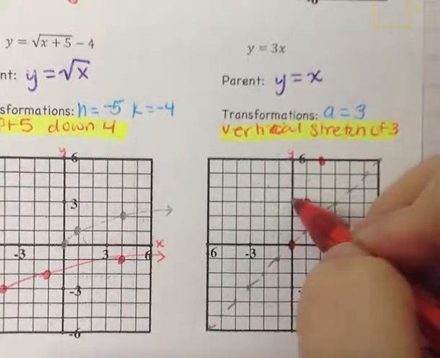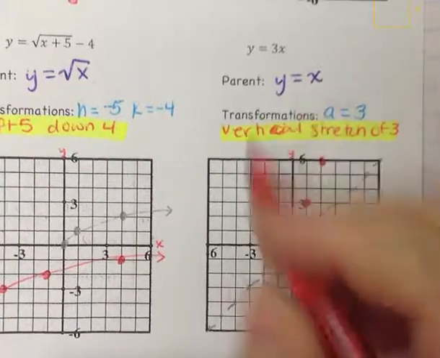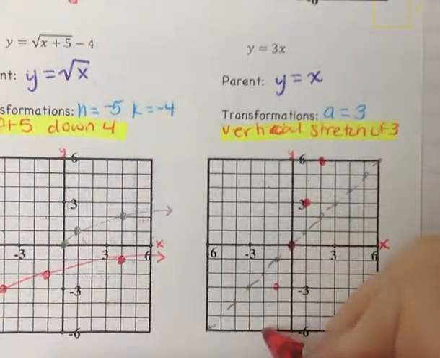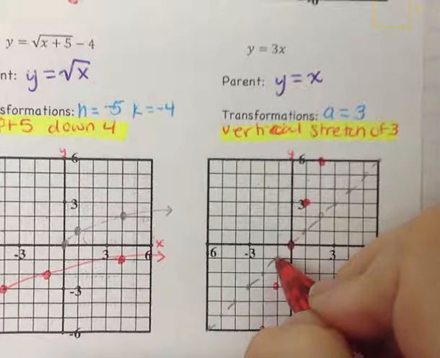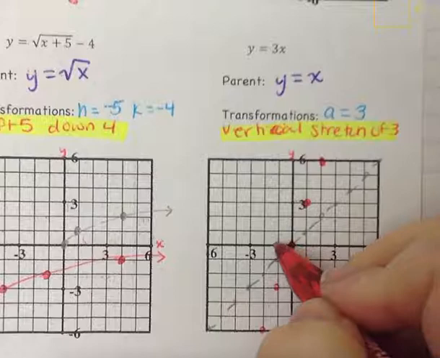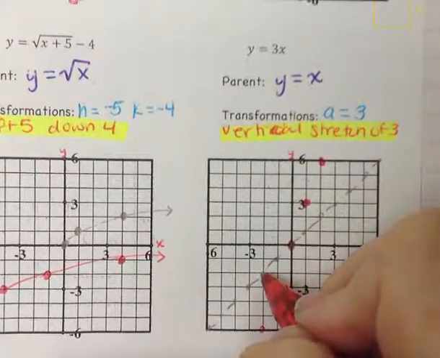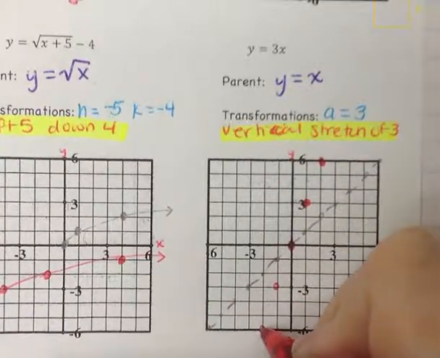Slope of 3 is up 3, right 1. Up 3, right 1. Did the exact same thing. So I could continue going down 3 and left 1. Down 3 and left 1. And just to check, this coordinate is at negative 1, negative 1. Negative 1 times 3 is negative 3. So negative 1, negative 3. This coordinate is at negative 2, negative 2. Negative 2 times 3 is negative 6. So we go to negative 2, negative 6. And that's where that's located.